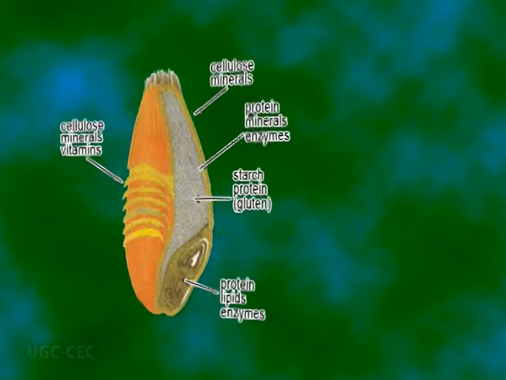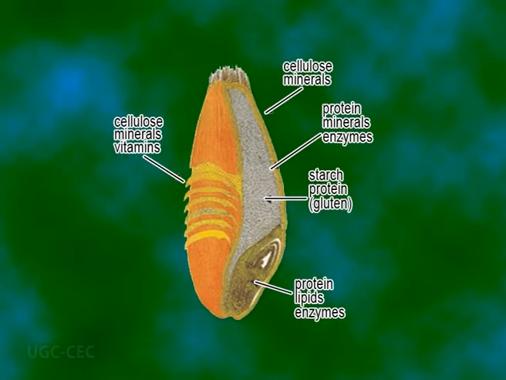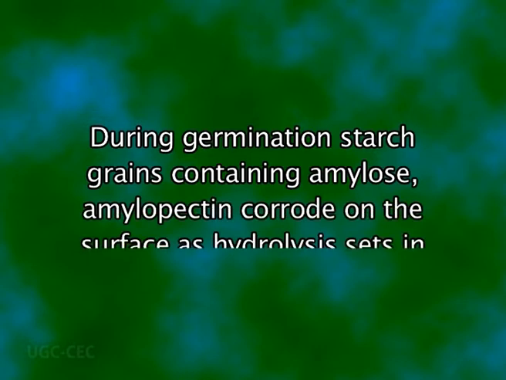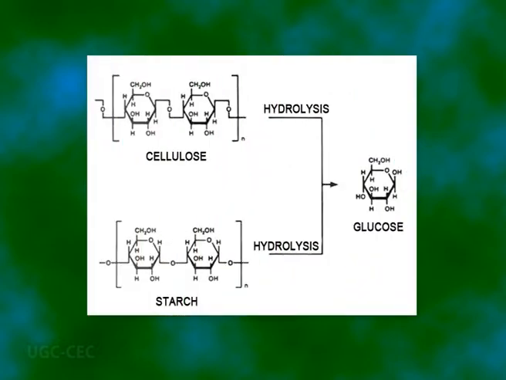The most common carbohydrate found in seeds is starch, though hemicellulose, amyloids, and raffinose oligosaccharides may sometimes be the major carbohydrate reserves. They also contain a great supply of plant proteins, fibers, and many other nutrients. During germination of seed, starch grains containing both amylose and amylopectin become corroded on the surface as hydrolysis sets in. Starch is normally broken down by alpha and beta amylase and a mixture of maltose and glucose is formed.